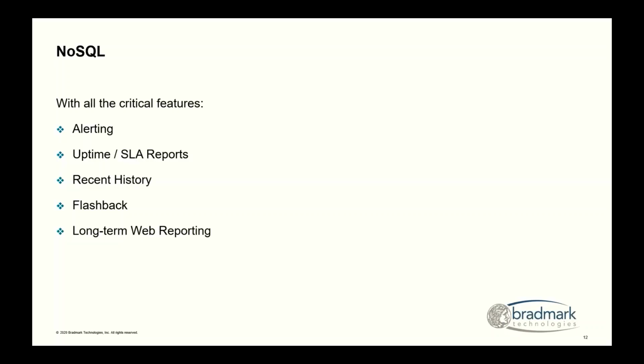We brought that over to NoSQL, things like our alerting, where you can send different types of alerts, things like SNMP traps, run external scripts, those kinds of things. You can, of course, see the red, yellow, green status as well. We have uptime reports. We have the recent history for the top SQL. We have the flashback, and we have the long-term reporting as well.